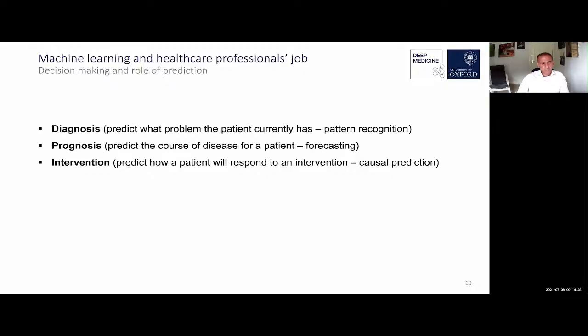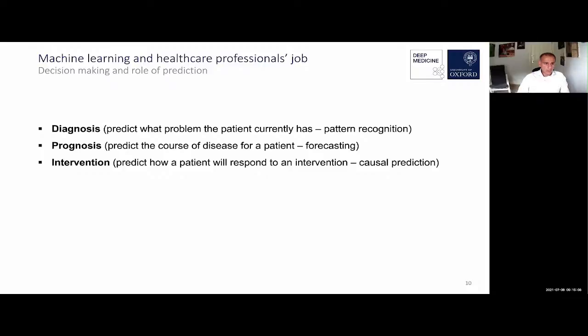The next type of main activity that healthcare professionals perform is to predict the course of a disease for a patient, which is a type of forecasting. And finally, intervention, which is to predict how the patient will respond to a particular intervention, and that falls more into the realm of causal inference or causal prediction.